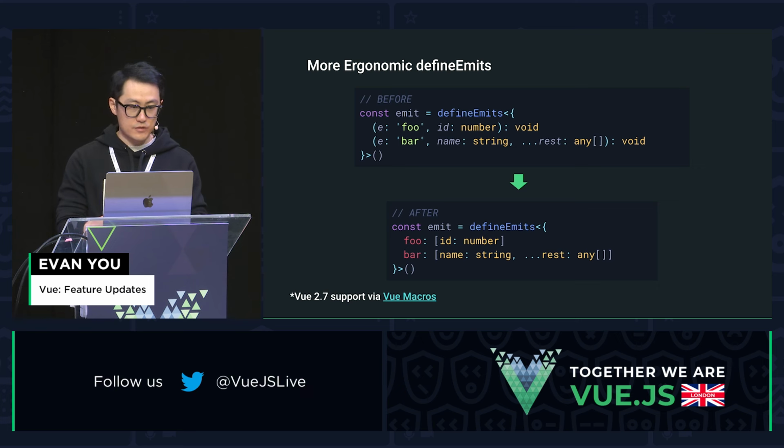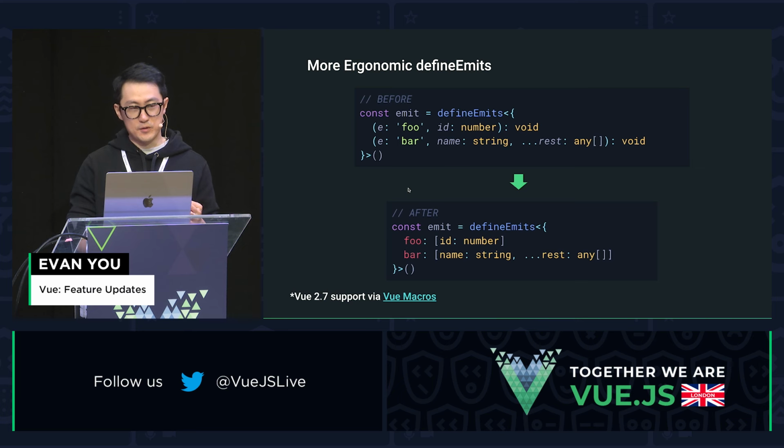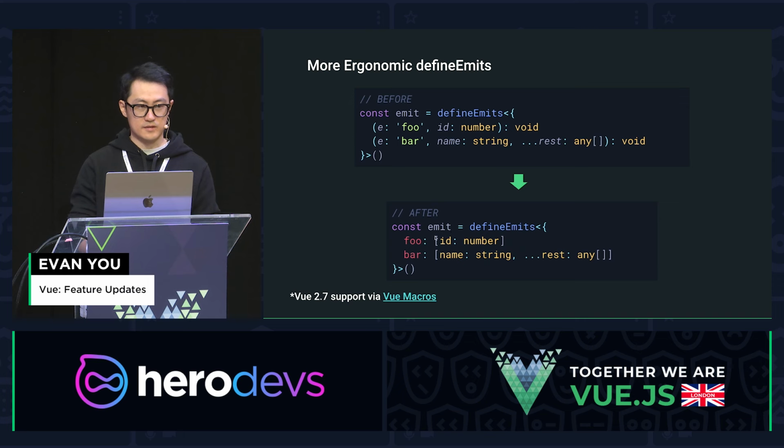So another feature in 3.3 is the more ergonomic defineEmits. If you've used defineEmits previously, you probably have found the signature to be a little bit weird. And the reason is this, in fact, is the exact type for this emit function you're going to get back here. It's just a little bit awkward to write. So here we are doing some little internal type conversions so that you can just say, we have a foo event which is going to accept this.